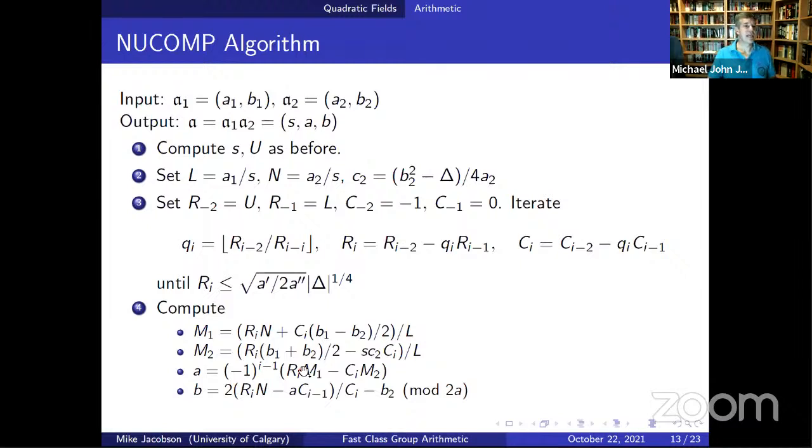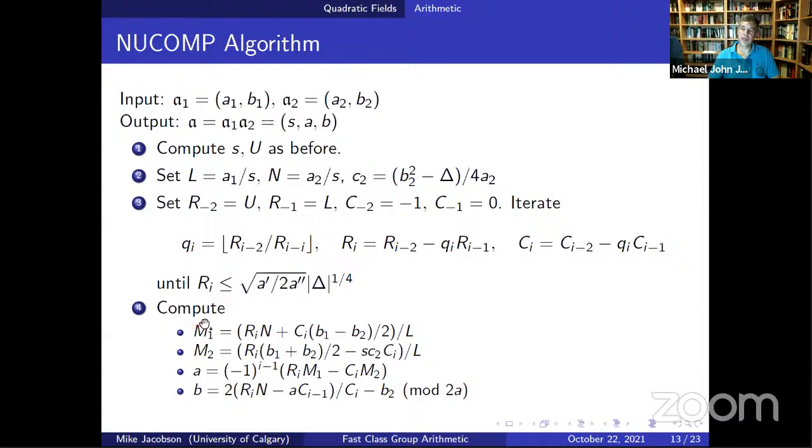Now, why does this help? Well, the key is in this termination condition here. We do these simple continued fraction steps up until this remainder Ri is less than or equal to essentially the 4th root of delta. Notice that the sequence R, these decreasing remainders, and the sequence C, which is increasing as we go. If we stop here, then Ri and Ci are both approximately the same size.